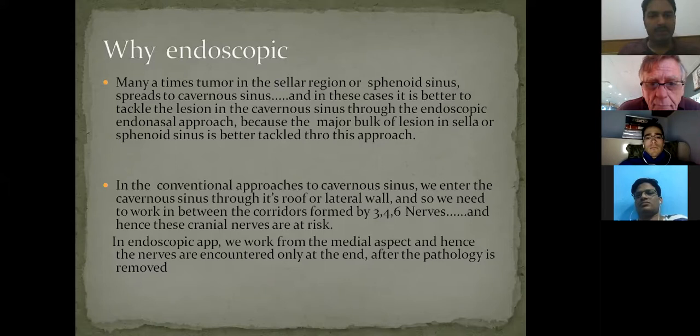Also, in the conventional approach to the cavernous sinus, we enter through its roof or the lateral wall. And we need to work in between the corridors of the 3, 4, 6 cranial nerves. And this will put these cranial nerves at risk of injury. In the endoscopic approach, we come from the medial aspect and then proceed laterally. So the nerves are encountered only towards the end of the dissection, and so it is a bit safer for the nerves.